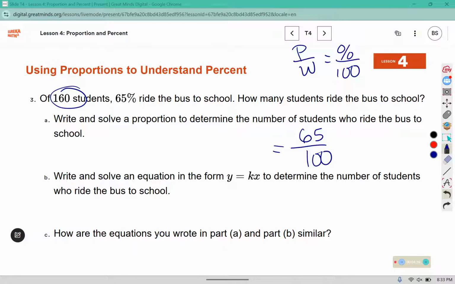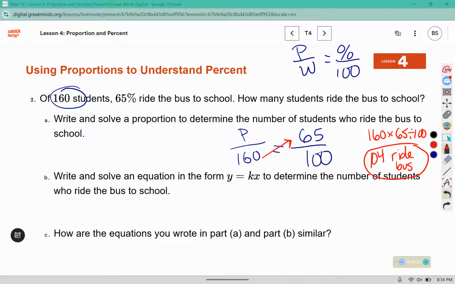There are 160 students. That is the whole amount of students. And we are asked to determine how many ride the bus. That is the part. The solve piece, remember yesterday's lesson, we cross multiplied and then divided. So 160 times 65 divided by 100 is 104 people that ride the bus. 104 students ride the bus.